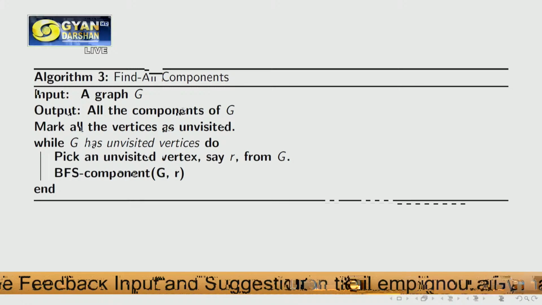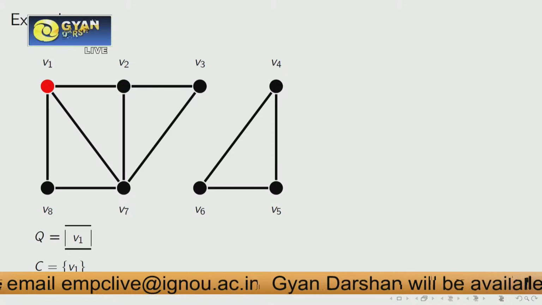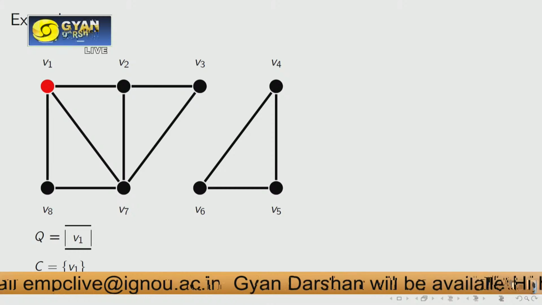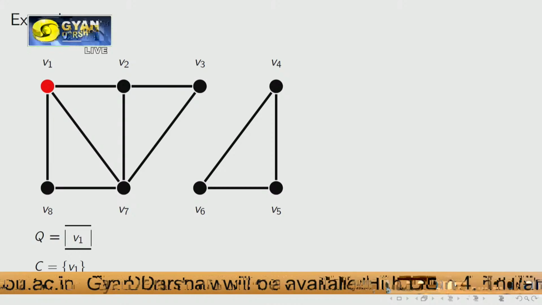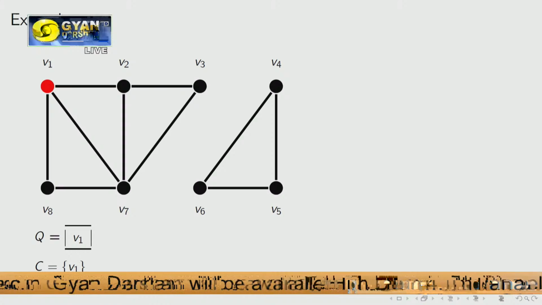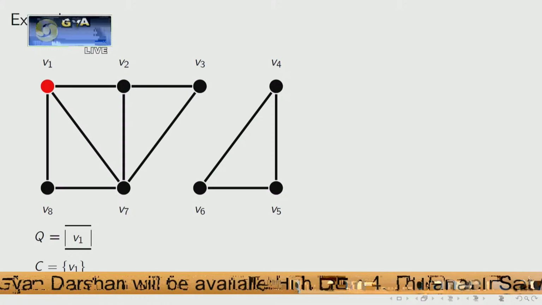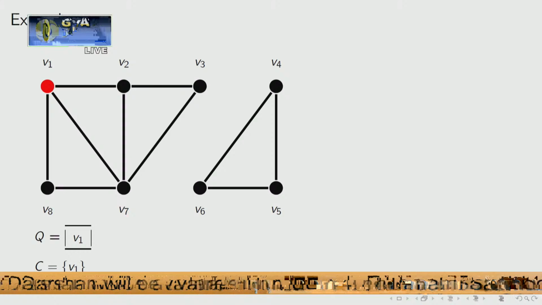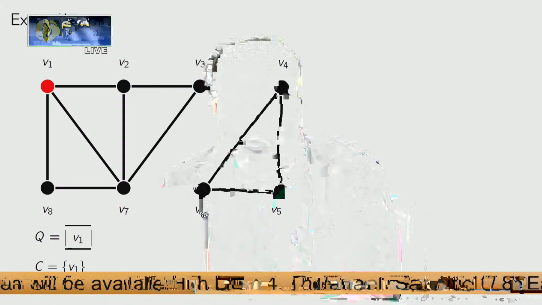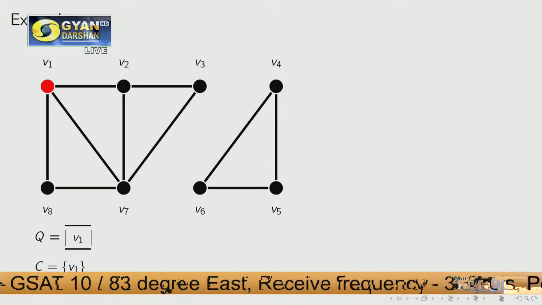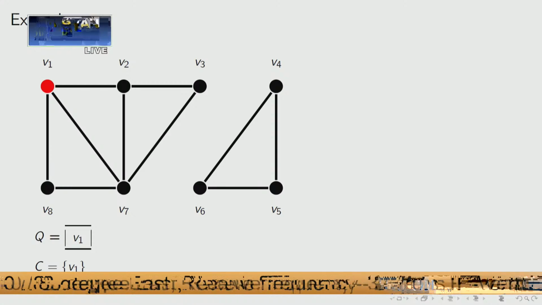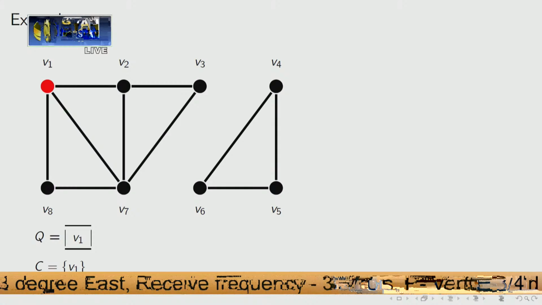Here we are given a graph which has two components. We again pick the vertex V1 as the root vertex. V1 has three neighbors: V2, V7 and V8. We can traverse them in any order. Suppose we traverse them in the order V2, V7 and V8. First we visit V2, then V2 is added to C and also to Q. Now note that V1 has been removed from Q.